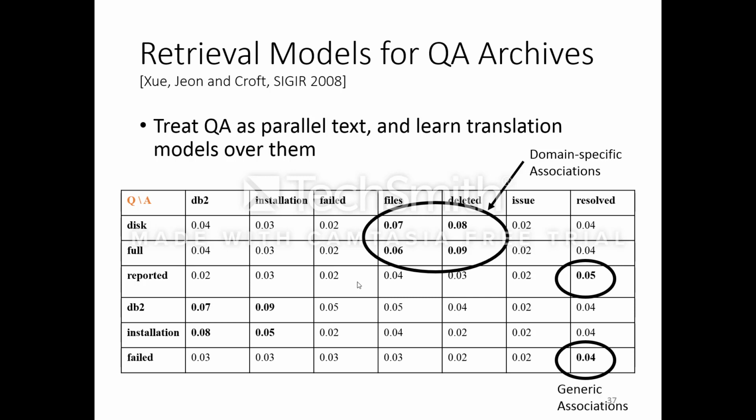And you might also see that there are a bunch of generic associations that are also achieved by way of this. So "failed" appearing in the question, leading to "resolved" appearing in the answer, is probably a generic association. So it has nothing to do with the domain of IT support Q&A, which was the corpus used in this case. So there are some generic associations, and there are some domain-specific associations.